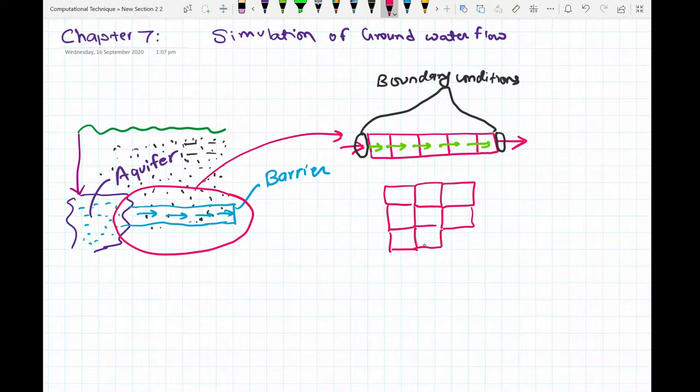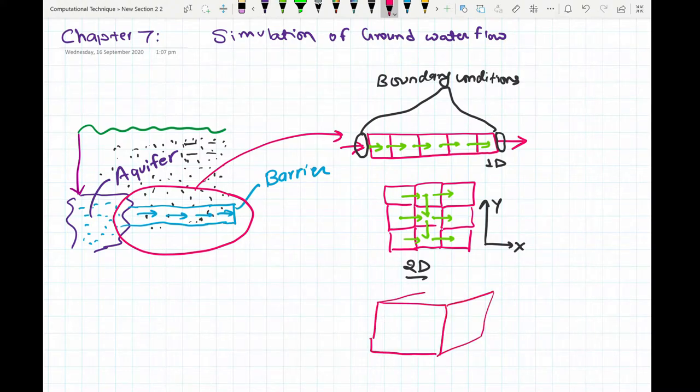Or what you can do is, you can consider this flow to be two directional. You will have certain blocks or grid blocks where the water can flow from here to here, here to here, here to here, here to here. So two directional flow can occur in both x and y direction, whereas 1D flow will occur in only one direction. And to make it more complex, like we did in FEM, you can consider the blocks to be 3D as well, where the water can go in any direction.